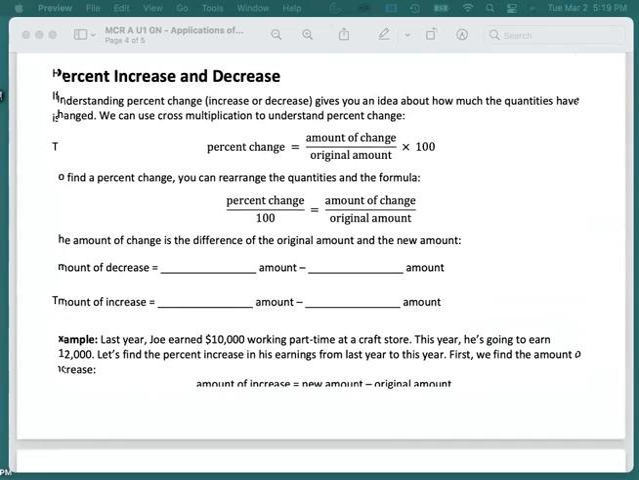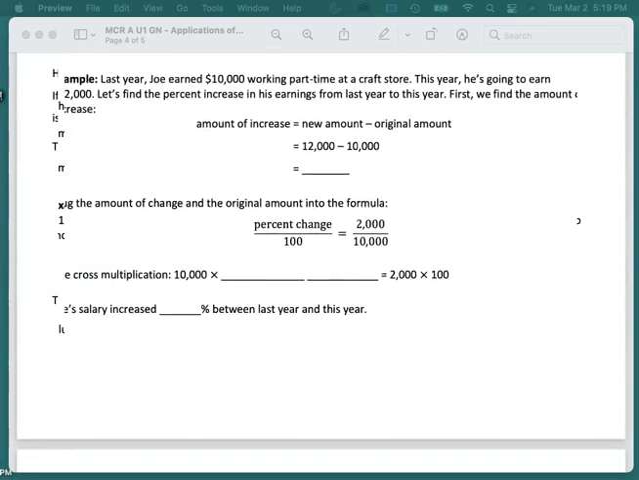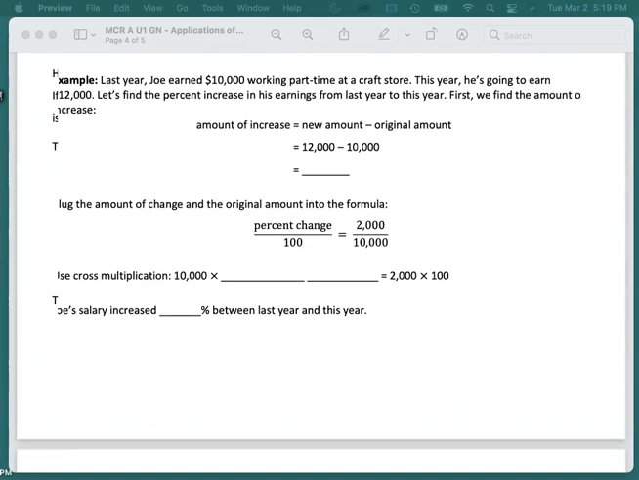Okay, so percent increase and decrease. The formula for this is the percent change is the amount of change over the original amount times 100. So let's go down to the example. Last year, Joe earned $10,000 working part-time at a craft store. This year, he's going to earn $12,000. So the difference is 12,000 minus 10,000, or $2,000.